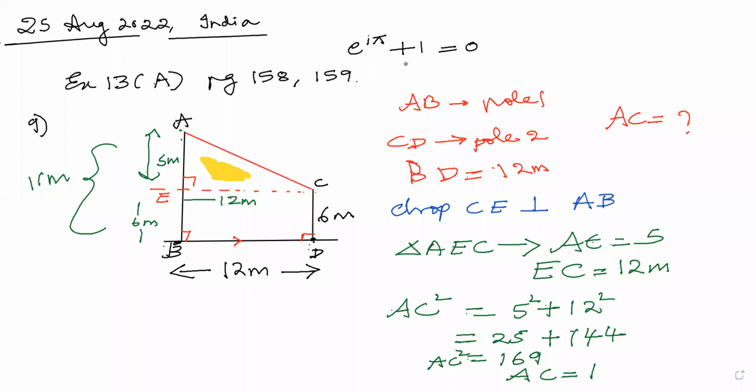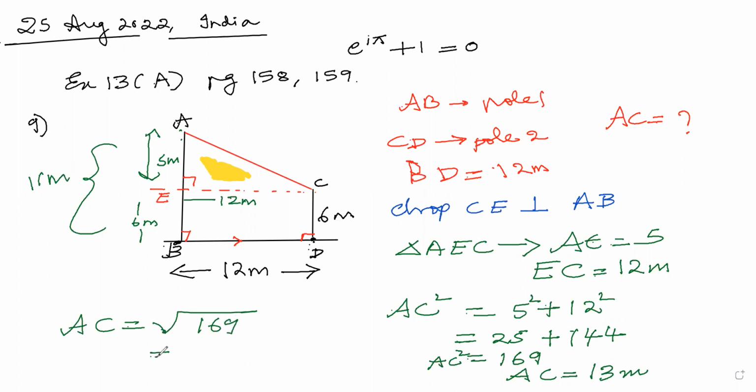So AC square is 169. AC is 13 meters, because AC is the square root of 169. So what is AC? Square root of 169. AC will be square root of 169, which is 13.